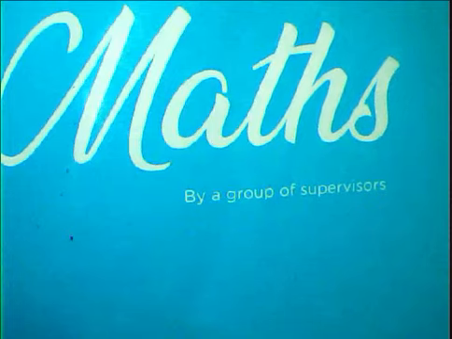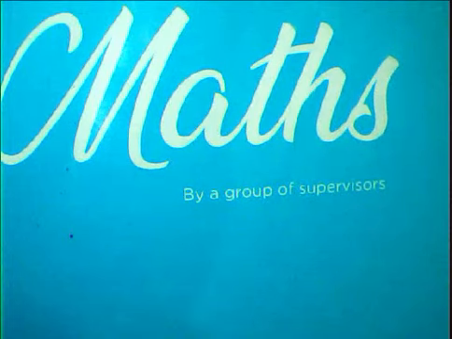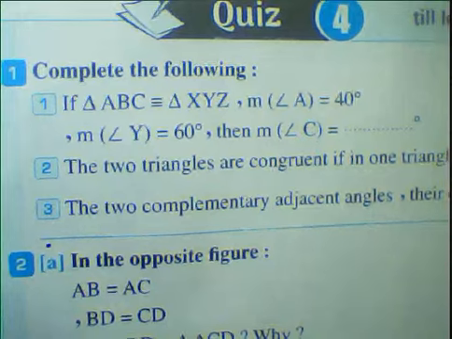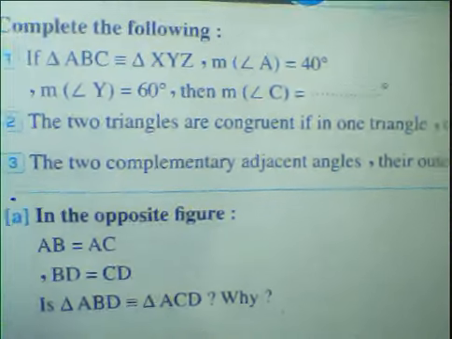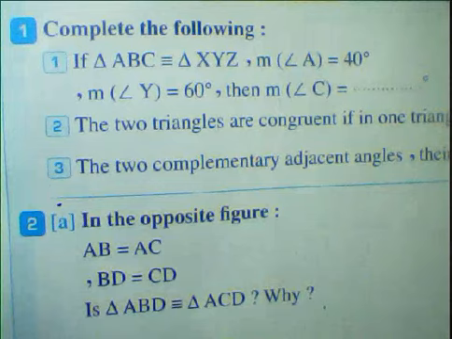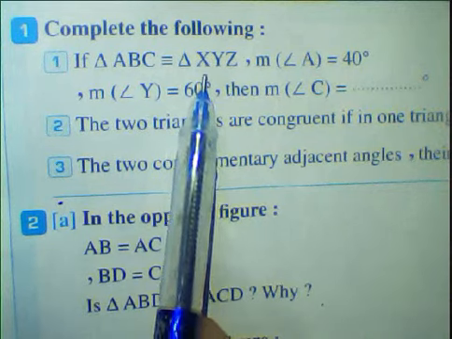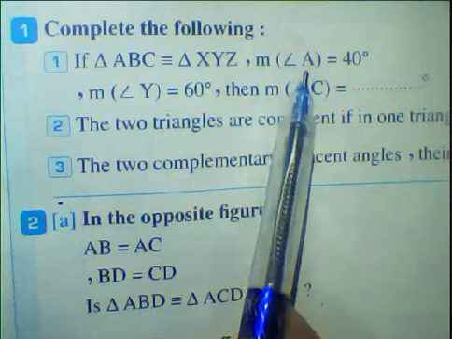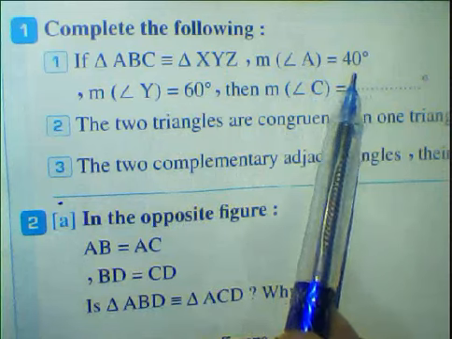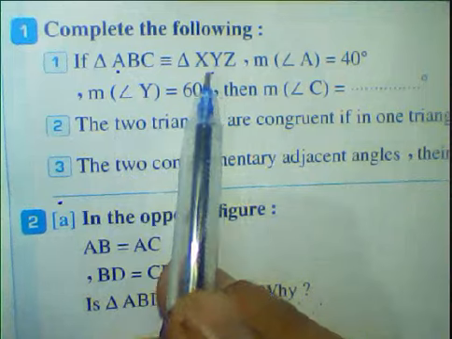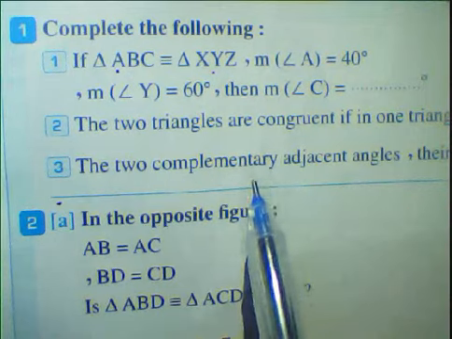Okay my students, look at with me question number 1 here. Quiz number 4, till lesson 4 unit 4. Okay, complete the following. Number 1 here, if triangle ABC is congruent to triangle XYZ, the measure of angle A equals 40 degrees and the measure of angle Y equals 60 degrees, the measure of angle C.